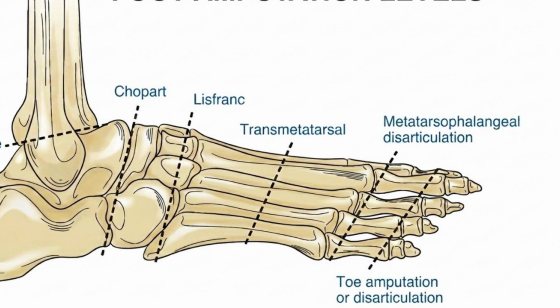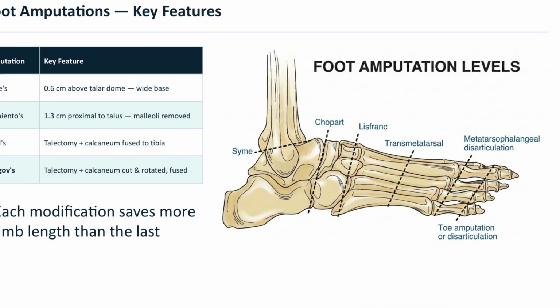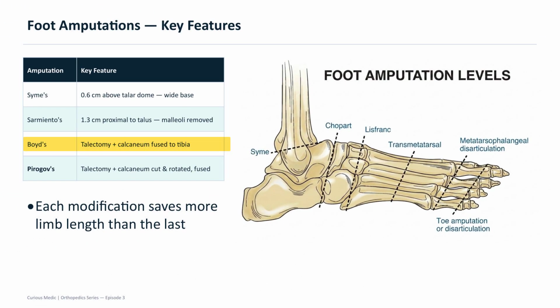Boyd's amputation takes things further. Everything distal to and including the talus is removed. The calcaneum, the heel bone, is then fused directly to the tibia. This procedure is called tibiocalcaneal arthrodesis. It preserves more height than Syme's in some respects, but still sacrifices significant limb length.